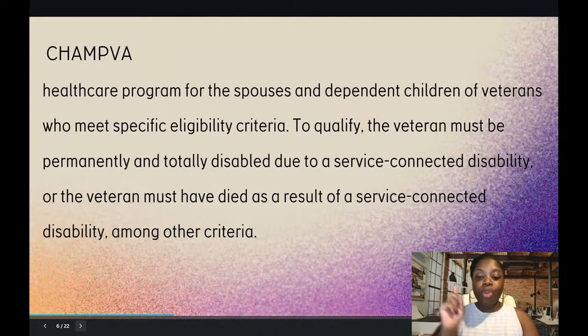So we've covered TRICARE, we've covered CHAMPVA, and you should know the differences now between the two. We've covered Medicare, Medicaid, and CHIP. Remember these things, write them down. If you don't understand the differences, make sure that you do before you take your exam because they are important.